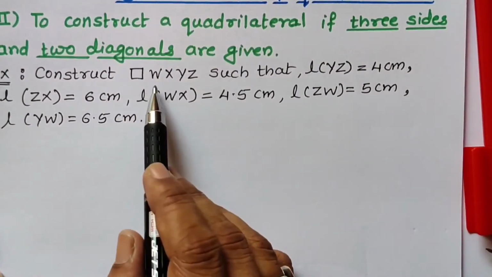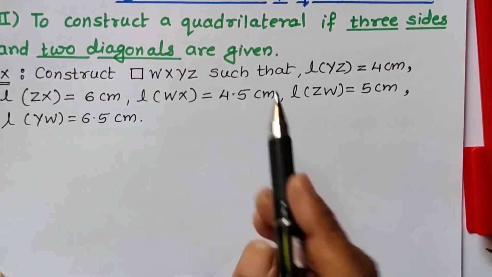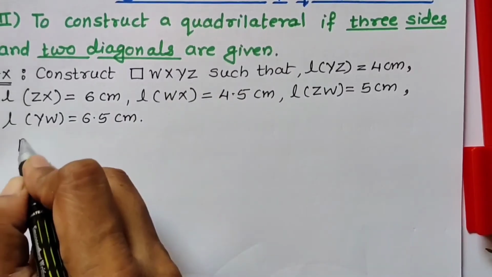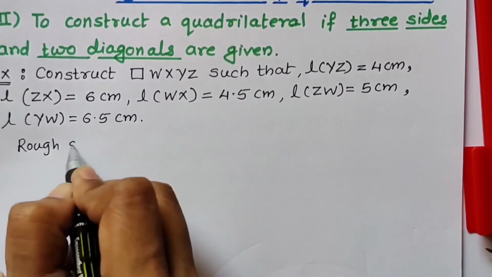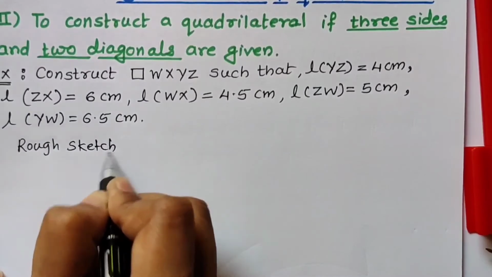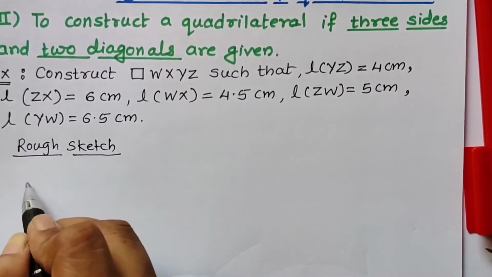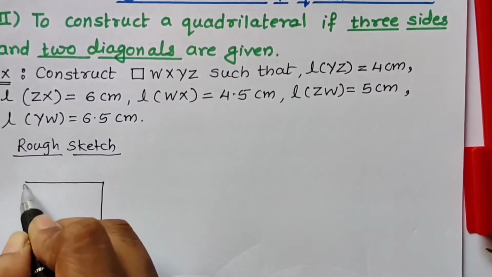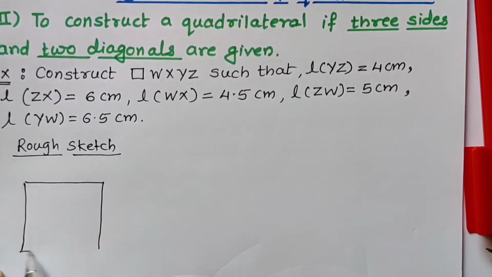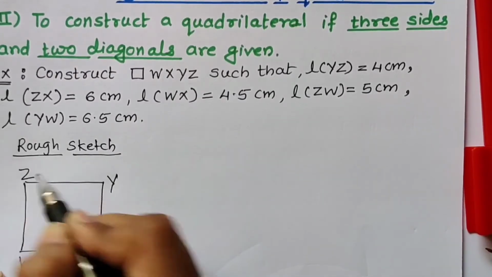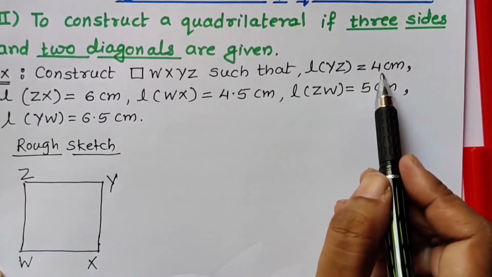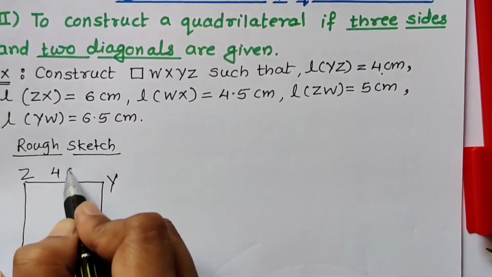We have to construct quadrilateral WXYZ. So as I have told you, first we have to draw a rough sketch. Draw the rough sketch first always. So I am going to draw any quadrilateral. It is not necessary how to draw the quadrilateral. Rough sketch can be any type of quadrilateral. So W, X, Y, Z. YZ is 4 centimeter.